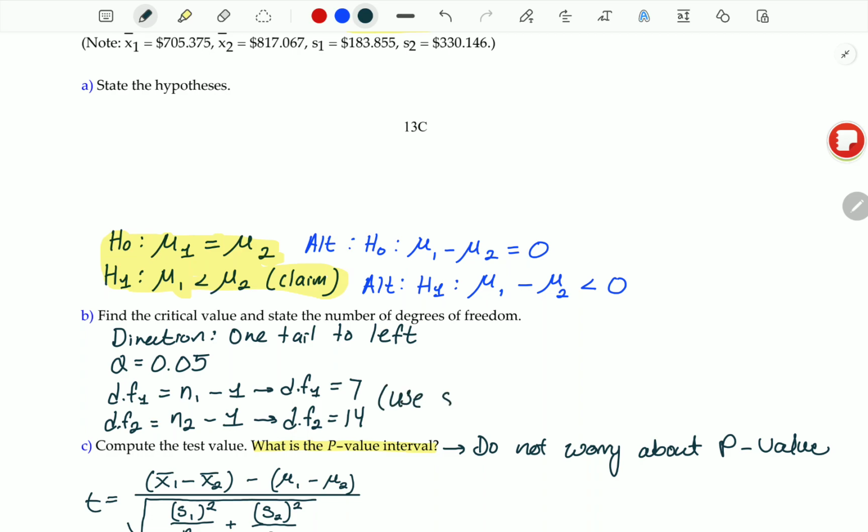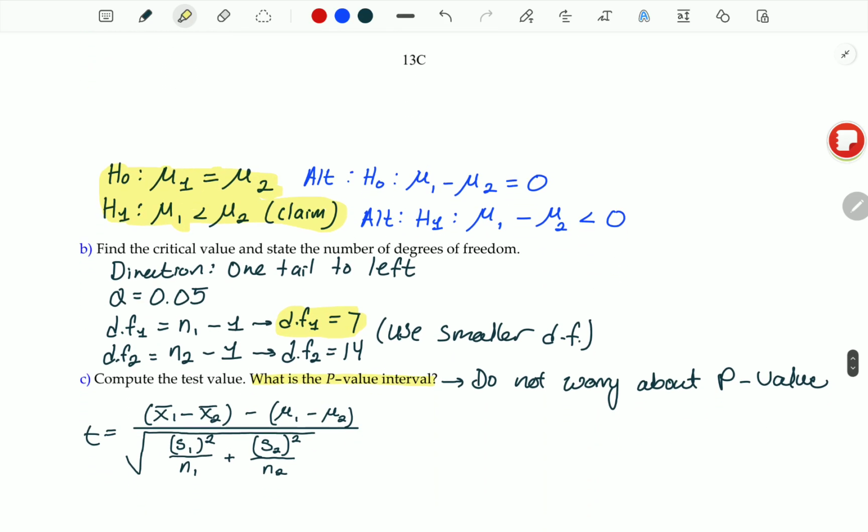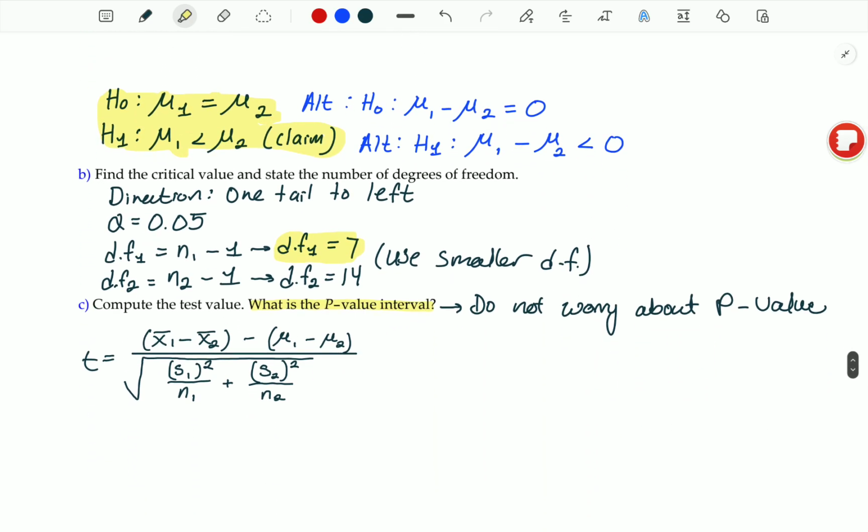Because we must use the smaller degrees of freedom, we're going to use degrees of freedom of 7. Now let's go to the t-distribution table: one-tailed 0.05, degrees of freedom 7, to find the critical value.